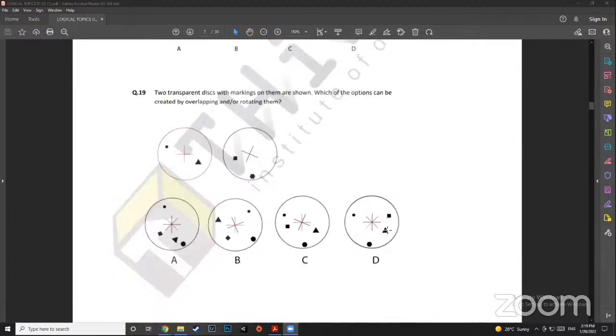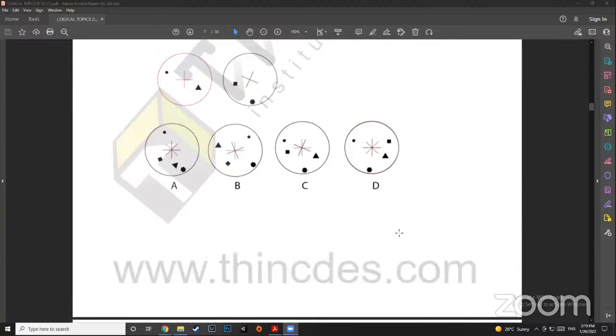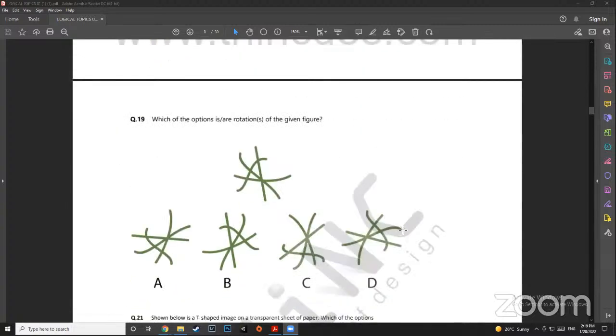Then they are overlapping 2 shapes. 2D figure transformation. They're overlapping 2 shapes, and then they want you to figure out, once you overlap them, what they would look like. Right. So figure transformation, instead of rotation, here it is overlapping. Right. Okay. Then there is figure rotation.